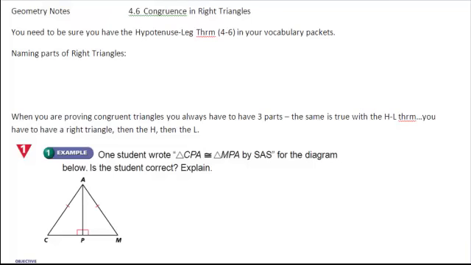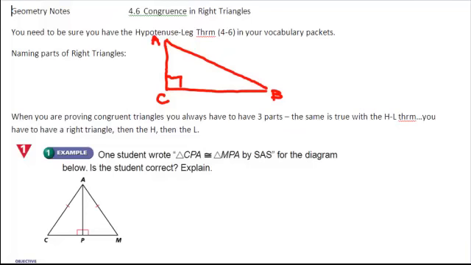And make sure you have the hypotenuse-leg theorem in your vocabulary packets. And I just want to first start off with how do you name the parts of right triangles. So obviously we have to have a right angle. And so we're going to make sure we have a right angle by denoting a box in the corner. So that's obviously a right triangle. And I'm going to label this triangle ABC.